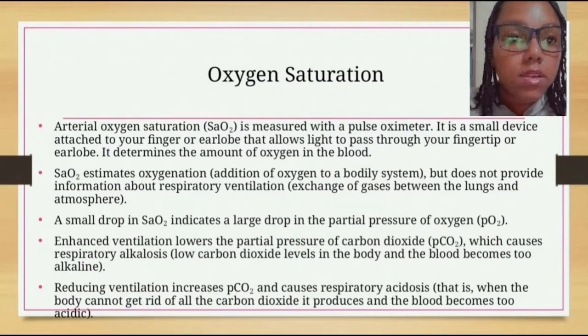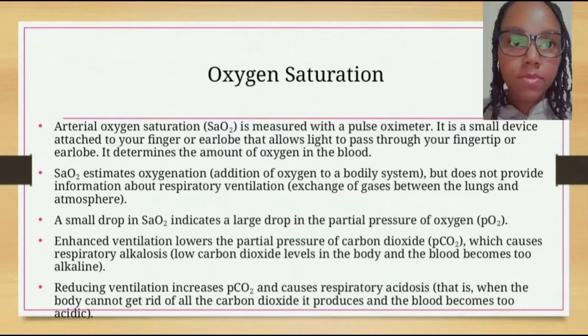Arterial oxygen saturation estimates oxygenation, which is the addition of oxygen to a bodily system, but it does not provide information about the respiratory ventilation. Respiratory ventilation is the exchange of gases between the lungs and the atmosphere. A small drop in arterial oxygen saturation indicates a large drop in the partial pressure of oxygen.